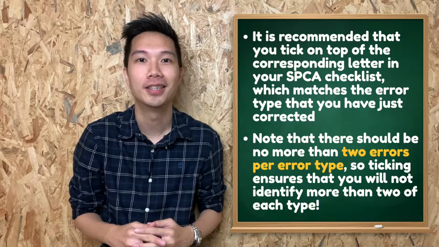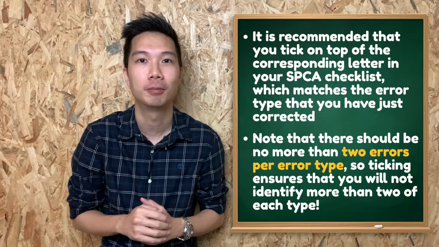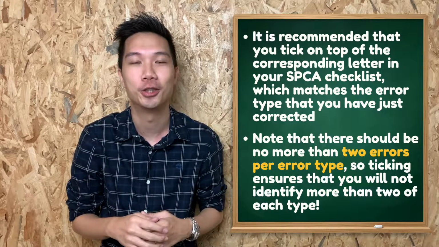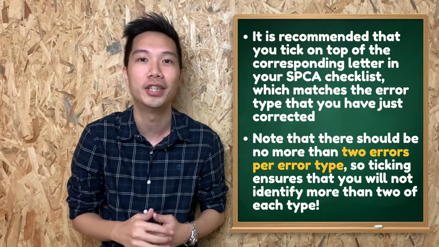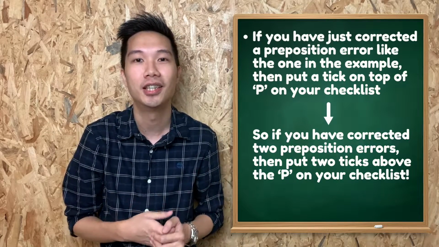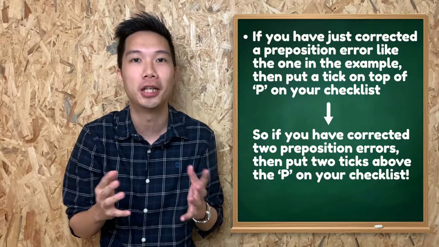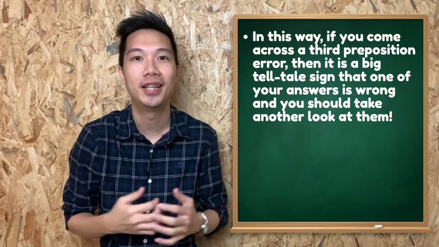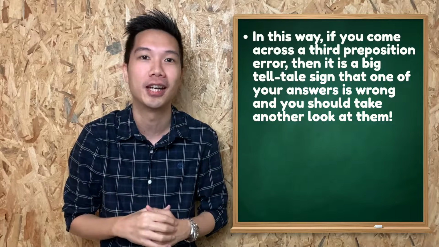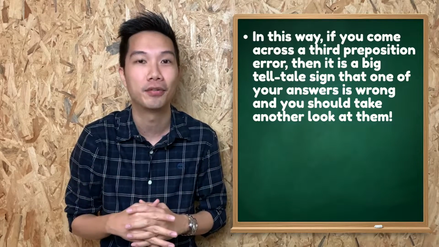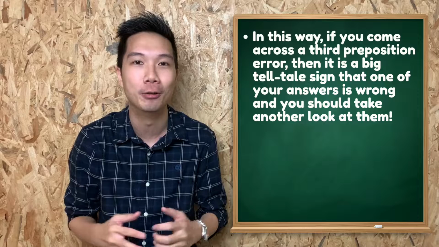What you should note is there should be no more than 2 errors per error type. So ticking ensures that you will not identify more than 2 of each error type. For instance, if you found a second preposition error, then put a second tick on top of the P on your SPCA checklist. In this way, if you come across a third preposition error, it's a big telltale sign that one of your answers is wrong and that you should have a relook at them.